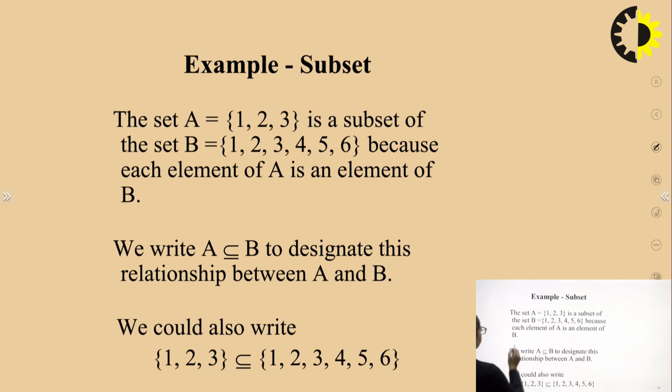Now see here, a set A = {1, 2, 3} is a subset of B because in B, {1, 2, 3, ...} this whole A is contained here and other elements are also there. So this is called a subset. A is called the subset of B because A is contained in B. B contains all the elements of A. We write A is a subset of B to designate this relationship between A and B. We could also say that {1, 2, 3} is contained in or is a subset of {1, 2, 3, 4, 5, 6}, right.